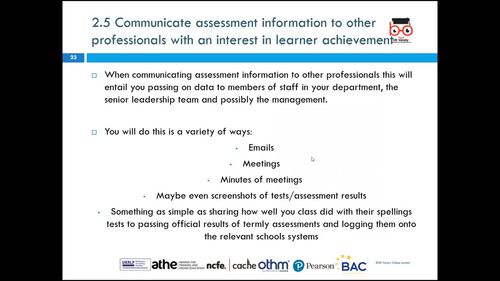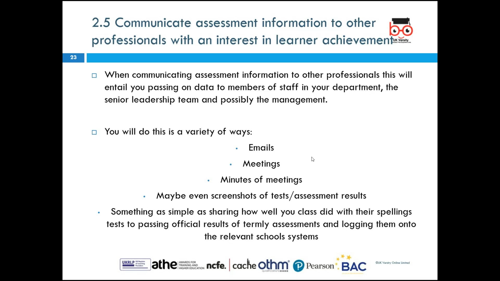So on to the last one. 2.5 is to communicate assessment information to other professionals with an interest in learner achievement. When you're giving assessment information to other professionals, so other staff members, it might be your fellow teaching assistants, your teachers, administration staff, your senior leadership team. It might even be a specialist that's coming to your school and is assisting a particular student with behavior management. You need to pass on information, you need to give them data so that they can work in a positive and good manner.